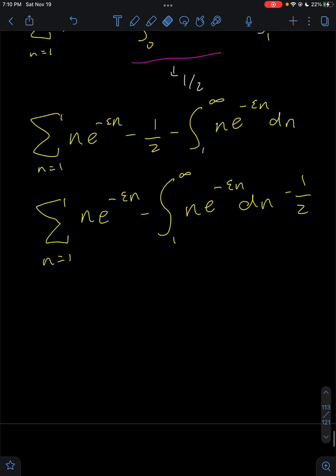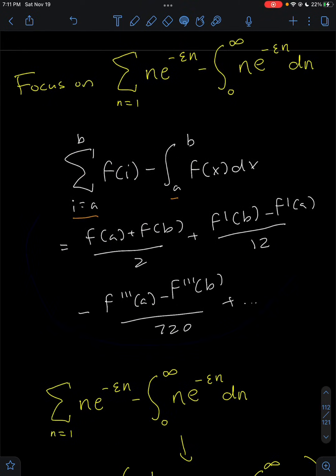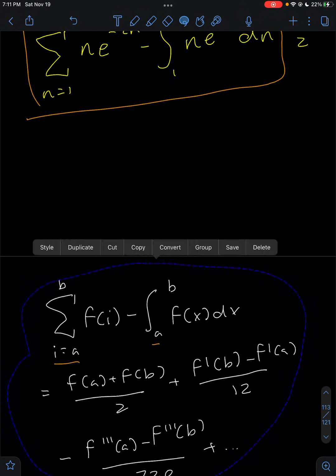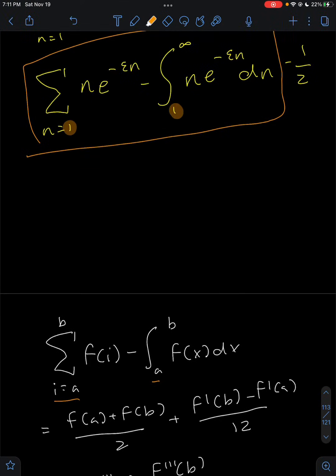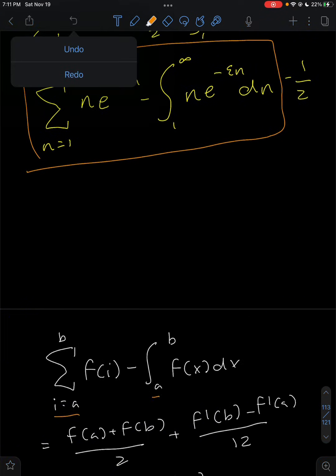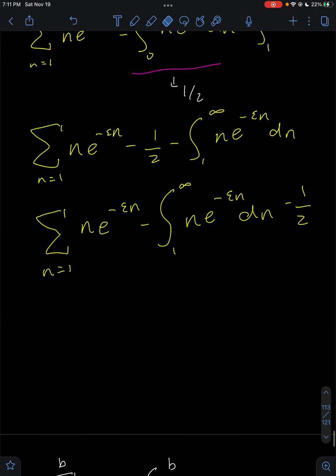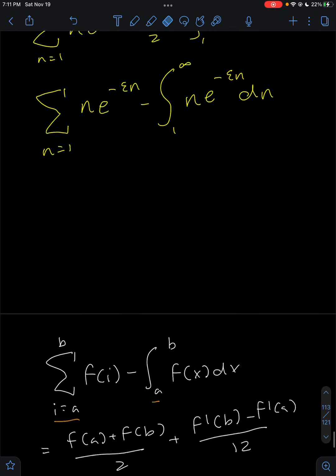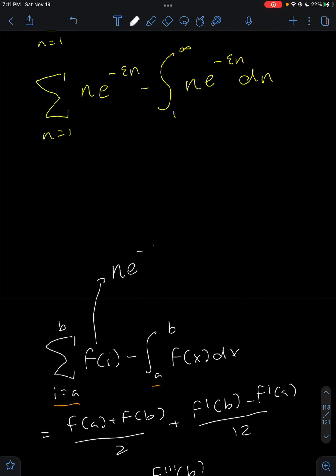So now we can apply the Euler summation formula to this term right over here. Let's just copy that and paste it again. And now we can see that these bounds are the same. They're both 1. Let's ignore the minus 1/2 for now. So what is f here? Well, f is going to be n e to the minus epsilon n.